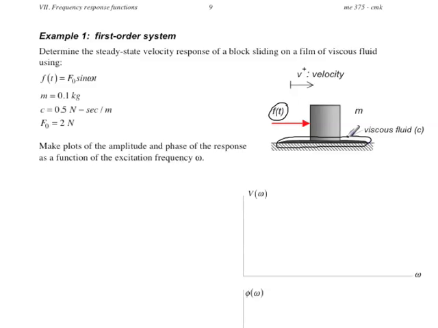c. And what we want to find is the steady state response for the velocity, and we want to make plots of the amplitude and the phase. We'll talk more about what that means in just a bit. But let's start out with our usual procedure here of drawing an FBD.